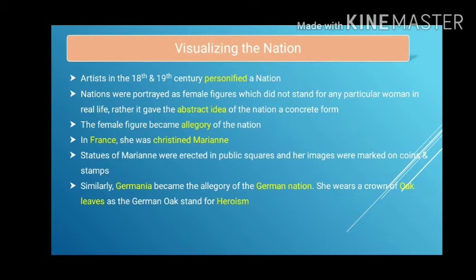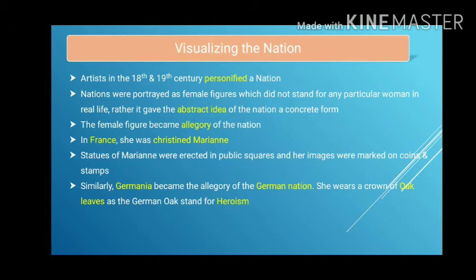Nations were portrayed as female figures, and the female form that was chosen to personify the nation did not stand for any particular woman in real life. Just an abstract idea was expressed through a person or a thing, and this is the female figure which became an allegory of the nation.